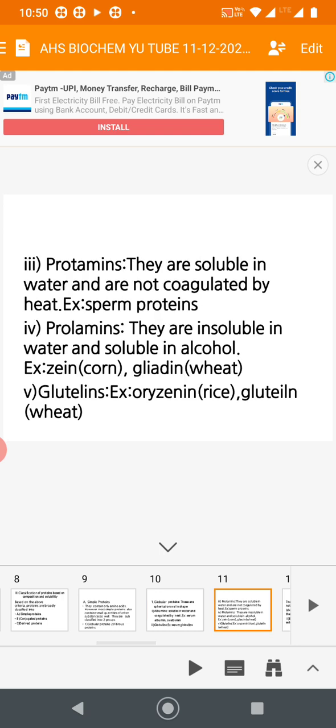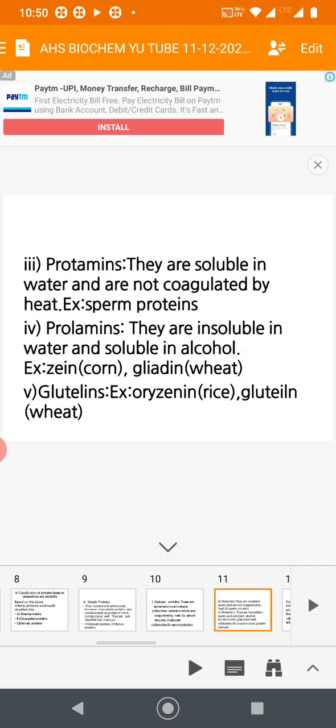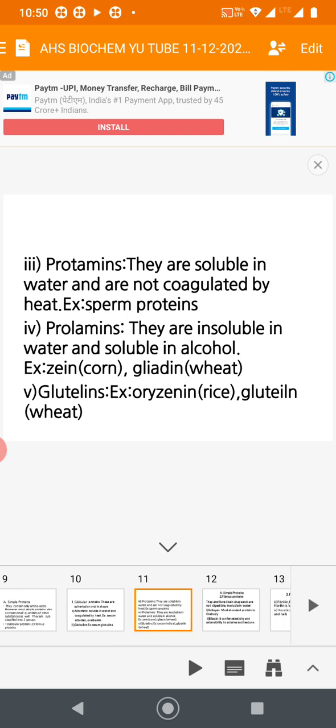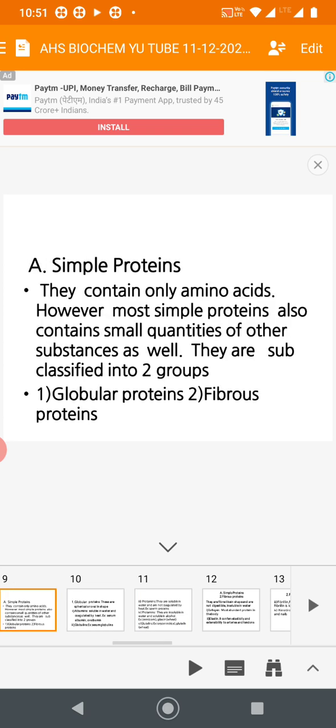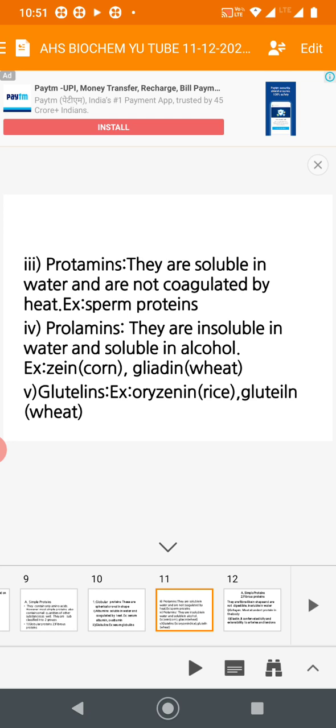Next, protamine. This is under simple protein, globular protein. Protamine is soluble in water and not coagulated by heat. Sperm protein is an example. Prolamin is soluble in water and alcohol: zein of corn, gliadin of wheat. Glutelin: oryzenin from Oryza sativa, that is rice, and glutenin is from wheat, present in the cereal wheat. So these are the five types under simple globular proteins: albumin, globulin, protamine, prolamin and glutelin.